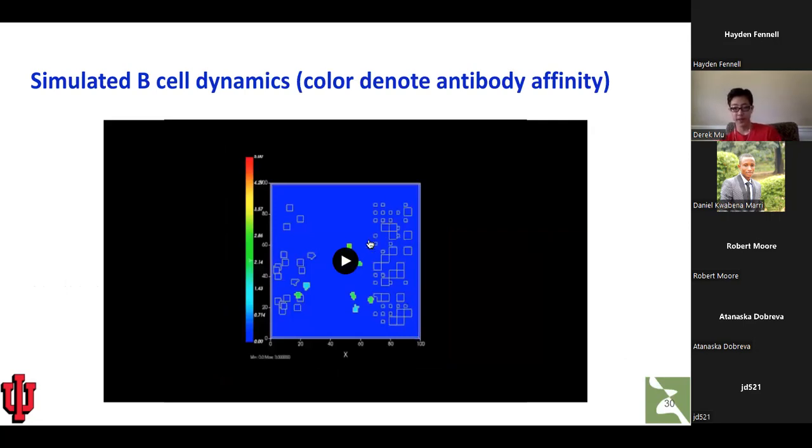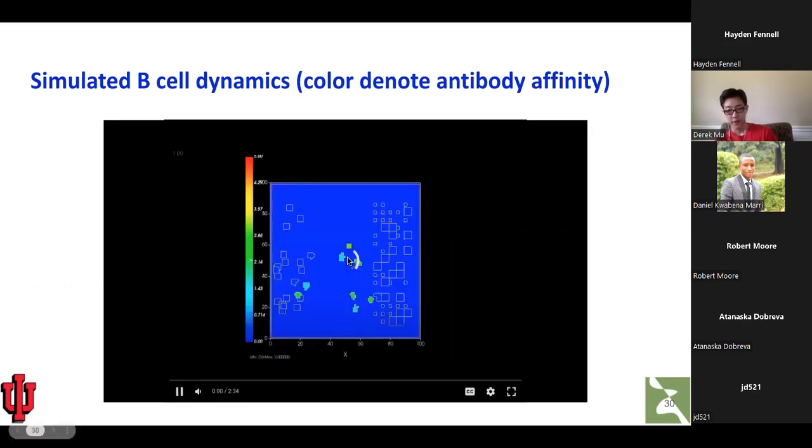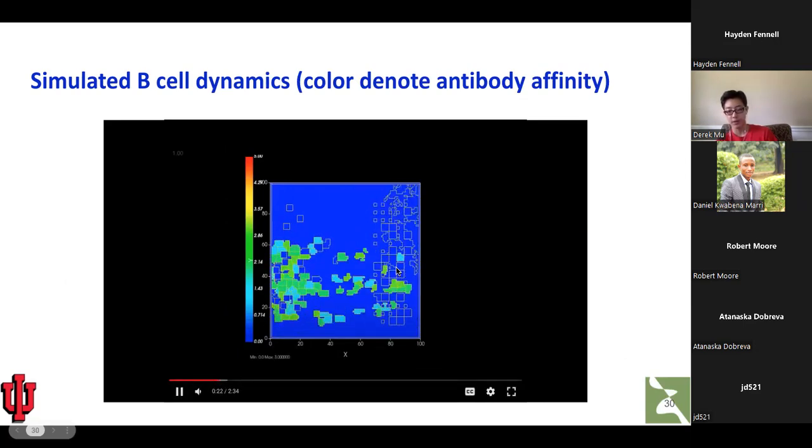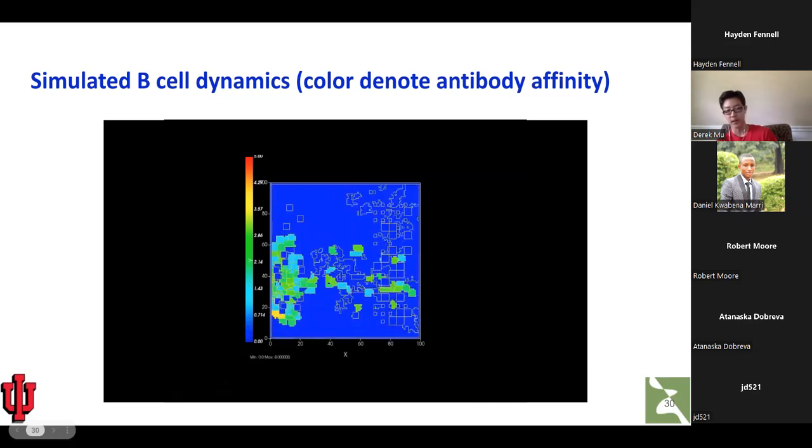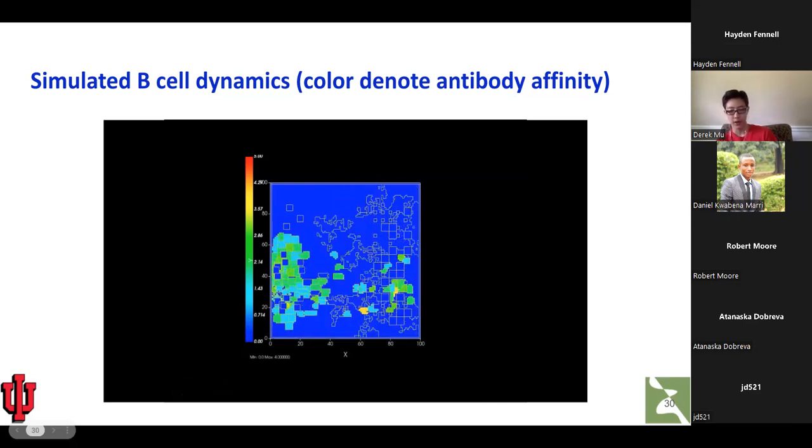So now I'm going to play the same video of the simulation running as before. And to reiterate, the B cells are going to spawn in the center and move back and forth between the dark and the light zones. In the dark zone on the left, the B cells proliferate and undergo somatic hypermutation. And in the light zone, the B cells either survive or undergo apoptosis based on their affinity score. A higher affinity score would indicate that they would be more likely to survive and return to the dark zone, while a lower affinity score would mean that they are more likely to undergo apoptosis.